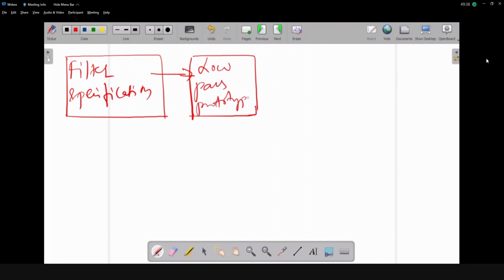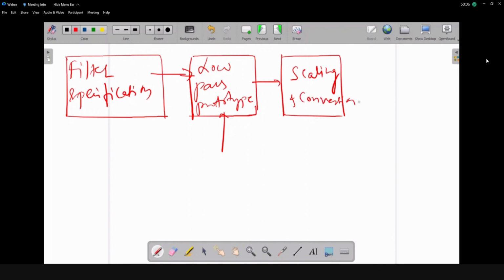So this is a very important step. Whatever the final design may be, once we get the filter specification, the next stage is the low pass prototype. Once we get that low pass prototype, we need to scale the frequency and other parameters. So in the next stage we are going to have scaling and conversion. Finally, we can have the implementation.